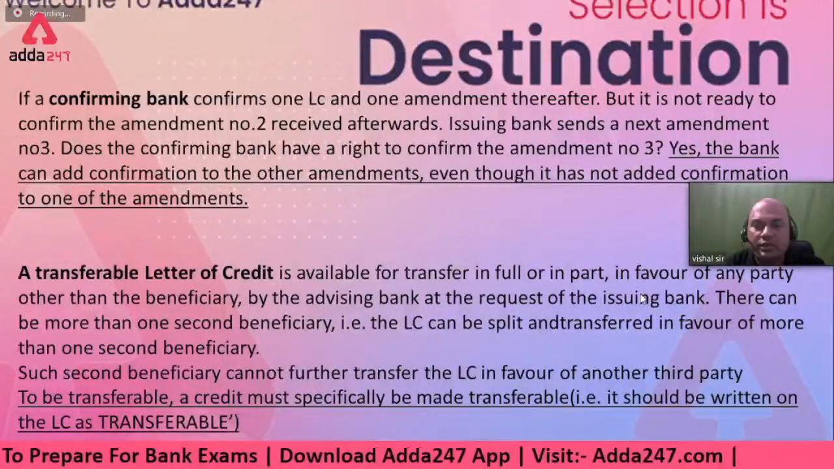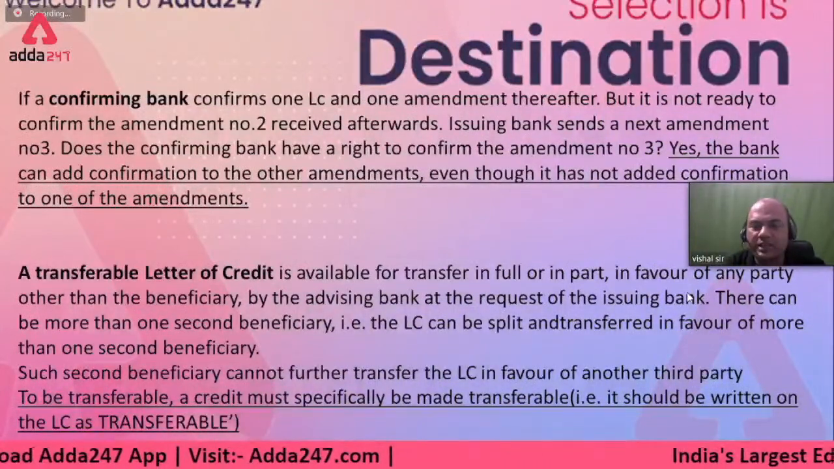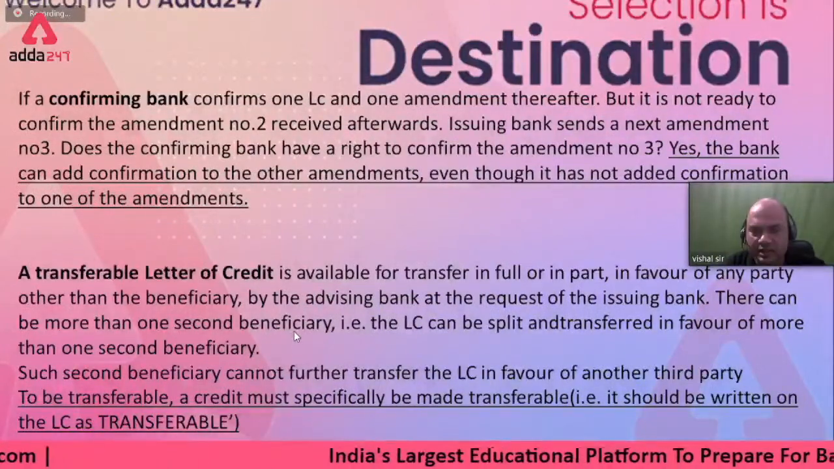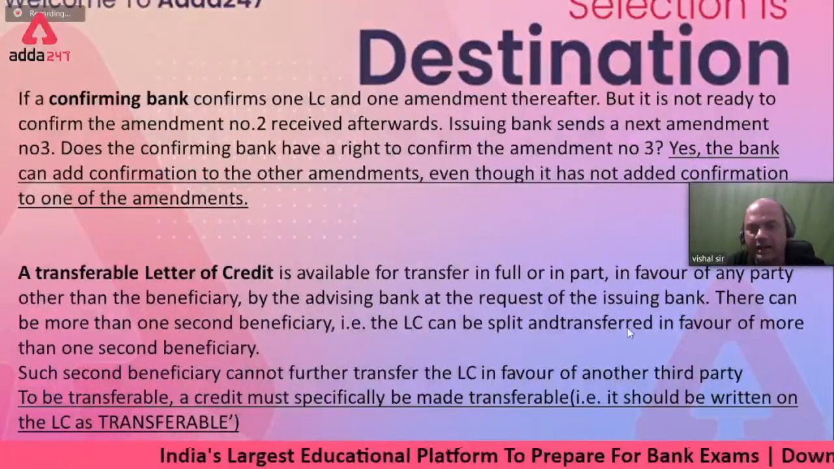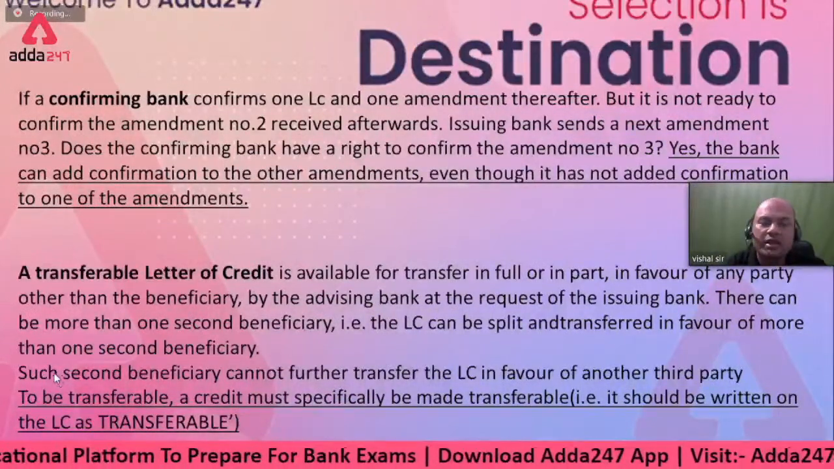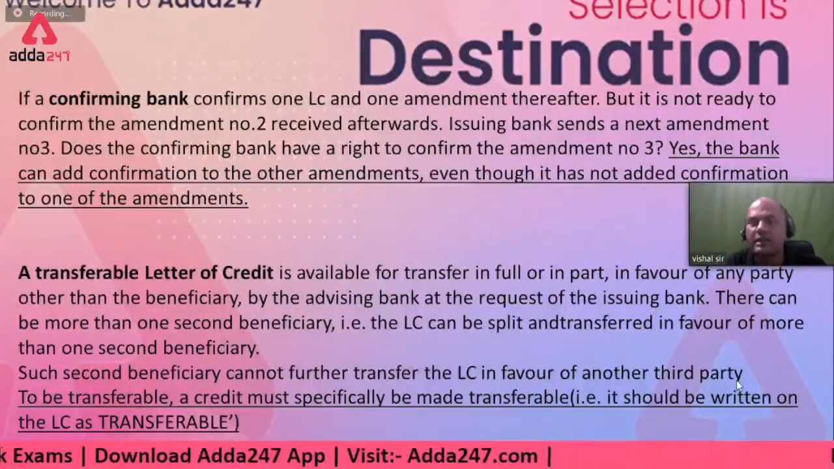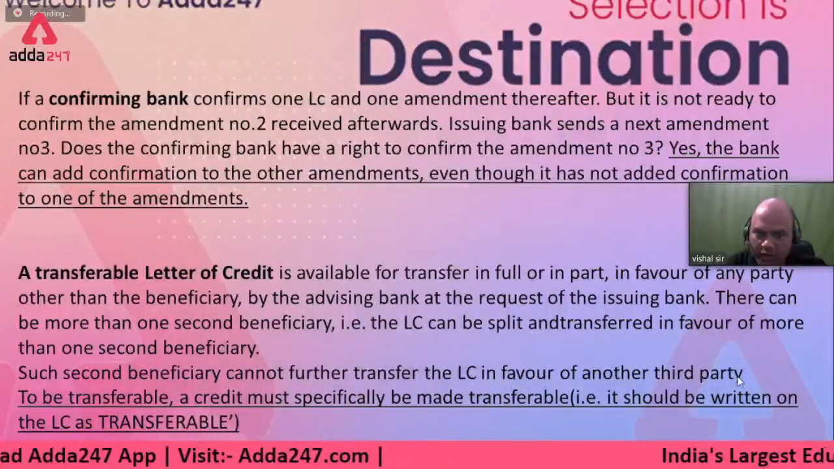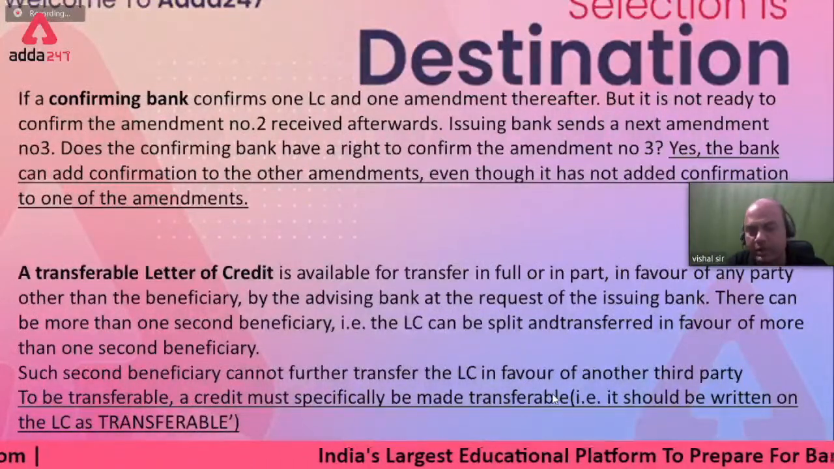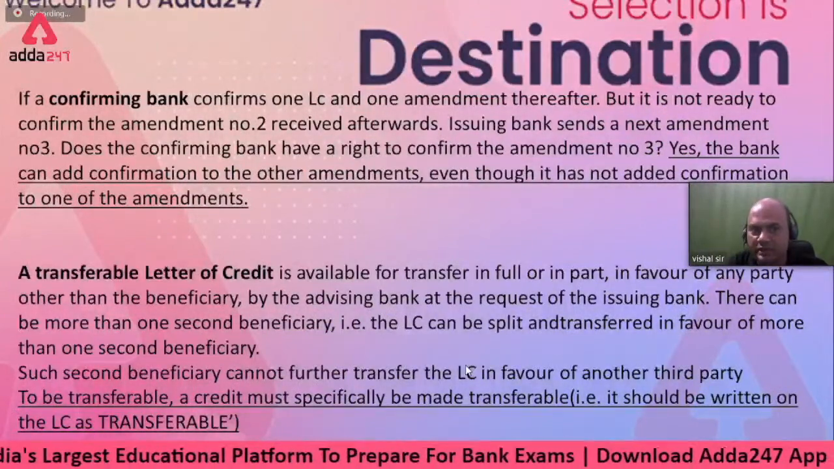Okay. So coming back, by advising at the request of the beneficiary over here, there can be more than one second beneficiary. The LC can be split and transferred in favor of more than one second beneficiary. Such second beneficiary cannot further transfer the LC in favor of another third party. Got that point? To be transferable, the credit must be specifically made transferable. Means it should be written on that LC that it is a transferable LC.